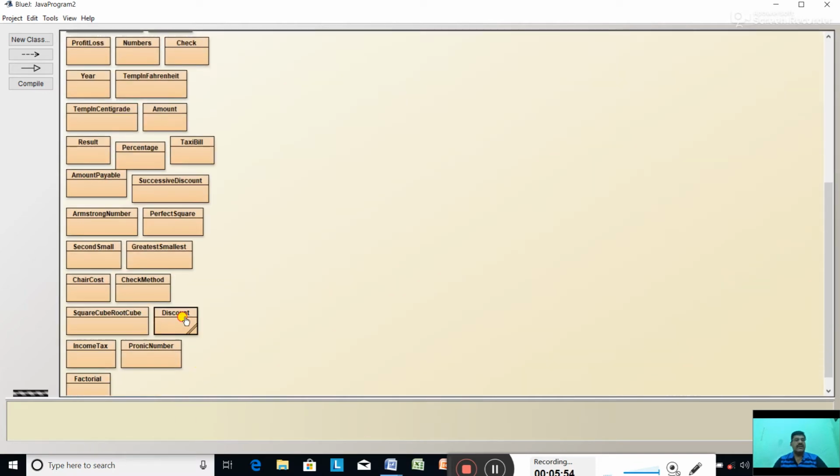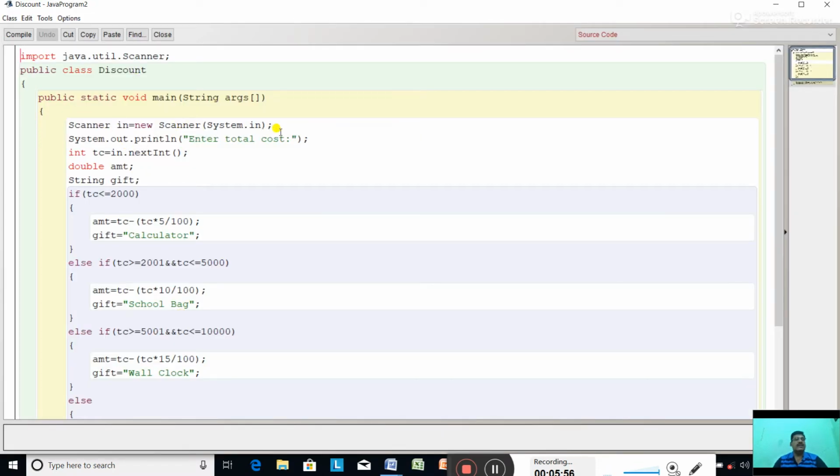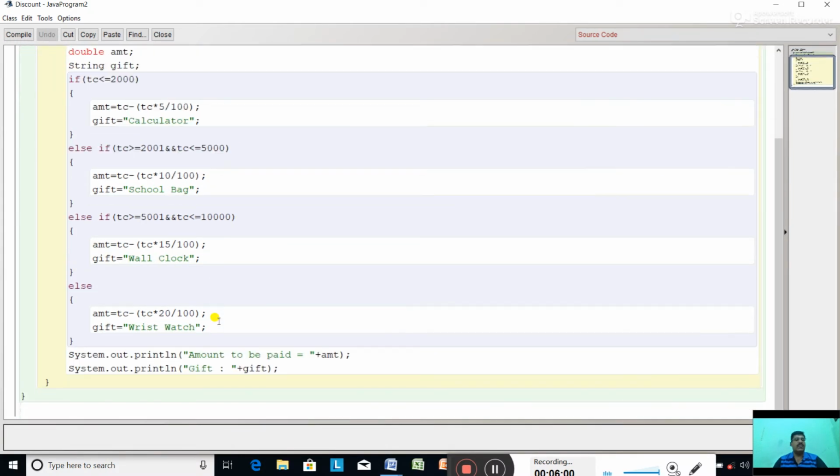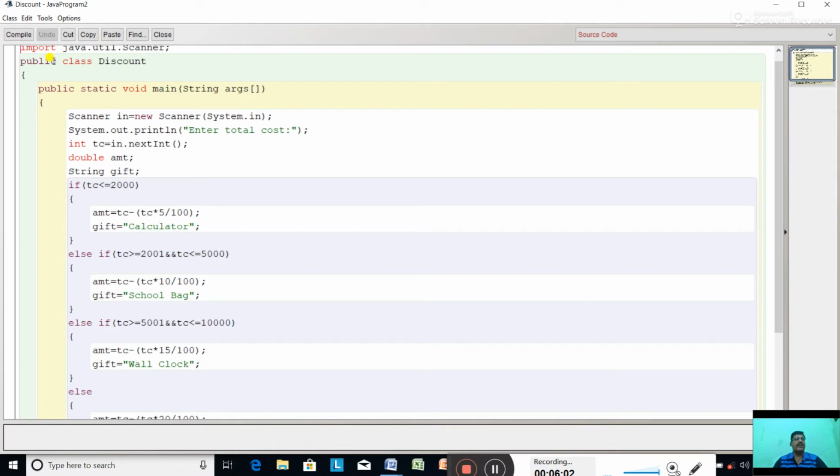Class name Discount. Okay, this is our program. We have entered a total cost. So nothing to do, just compile. Same program only. Compile. No syntax error. Close.